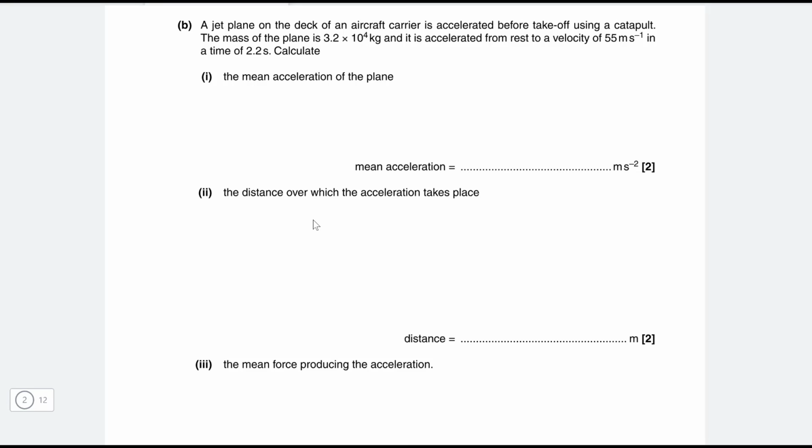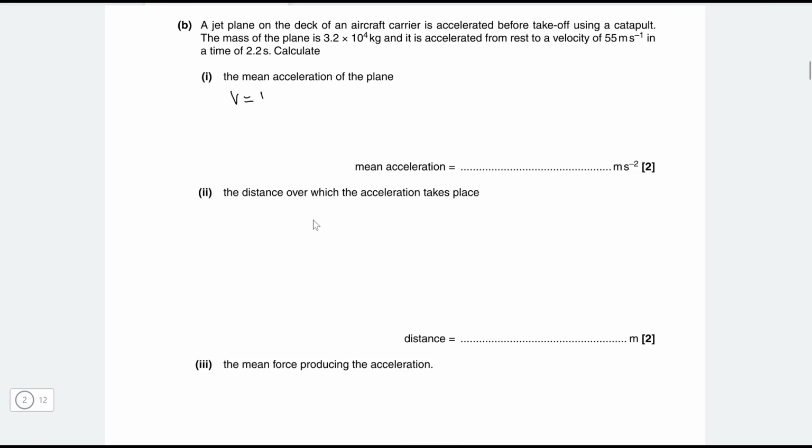Exciting, the mass of the plane is 3.2 times 10 to the 4 kg. It's accelerated from rest to a velocity of 55 meters per second in 2.2 seconds. Calculate the mean acceleration of the plane. Now, assuming that the acceleration is constant, we can just use the Suvat equations.